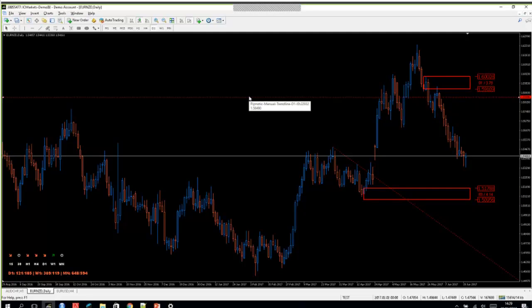It's only, let's see. Okay, this is the Euro Kiwi, so it's a bit of a wild animal. Yeah, it's quite a few pips higher, 60 pips higher. We're on the daily chart as well. So, I mean, this is showing you where that area is. So that's what we have.